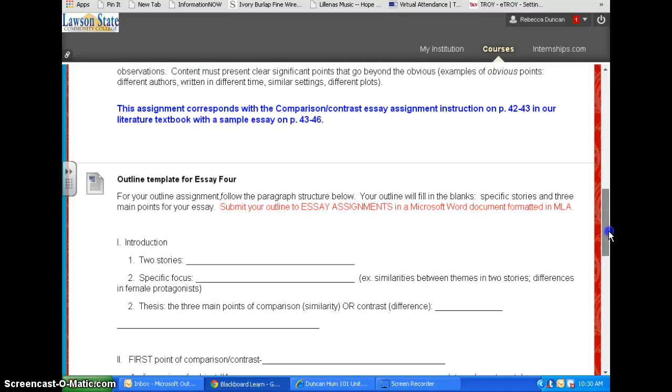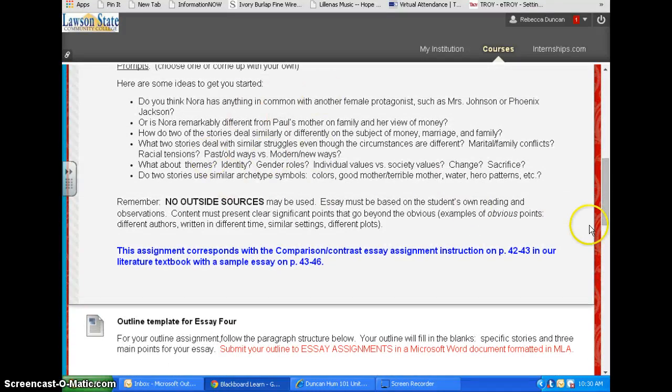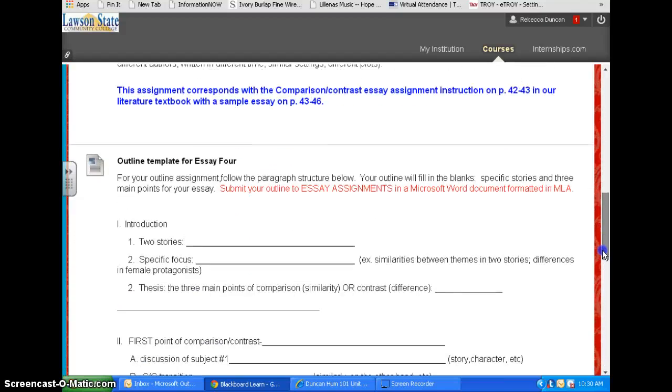And so what this is, most of the work is coming up and figuring this out and what your 3 points of similarity or difference are.